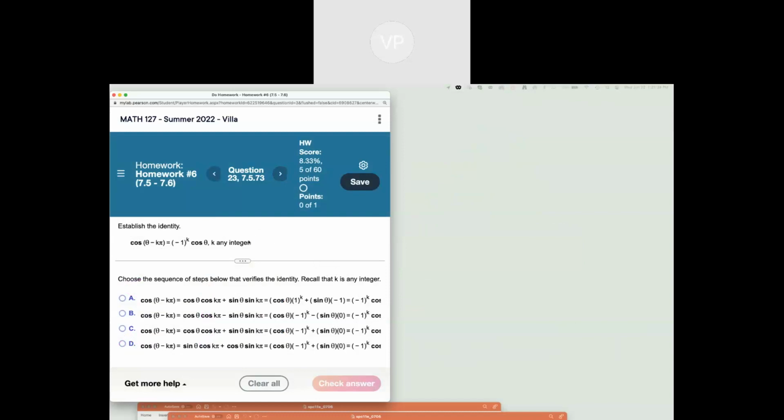We have cosine of theta minus k pi equals negative 1 to the k times cosine, and k is an integer. All right, now this one's going to be a little more interesting. It's not always fun, but I'll show you guys how it works.